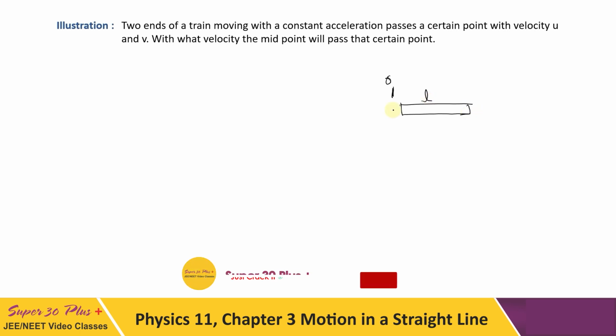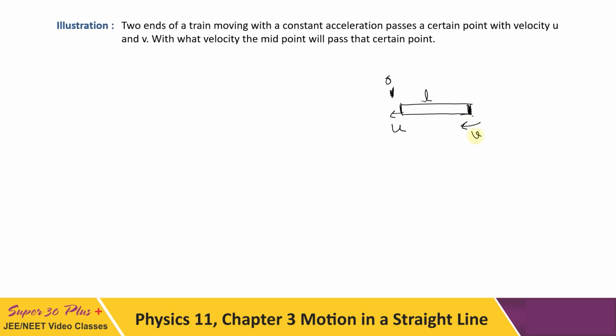So it is passing the point O. When the engine is passing this point O, it has velocity u, and when the rear portion is passing the point, it has velocity v. Do not think that at the same moment the engine has velocity u and the rear portion has velocity v. No, this is not possible.